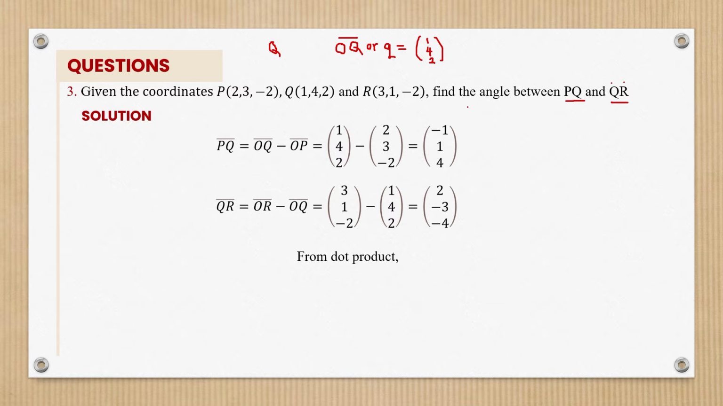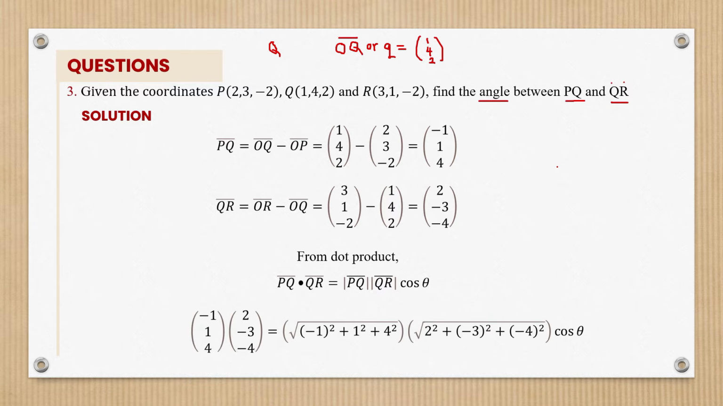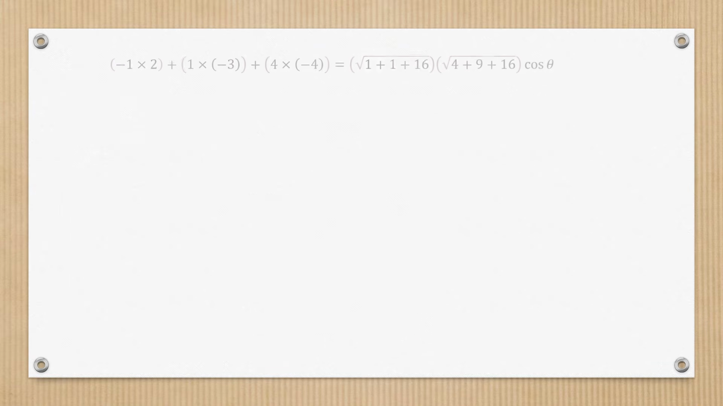So now that we have PQ and QR, we need to find the angle between them. And of course, we can find the angle between them from the dot product. So from the dot product, we're going to have PQ dot QR is equal to the magnitude of PQ and the magnitude of QR times cos theta. So we're going to place everything into the formula, and what we're targeting is to find theta.